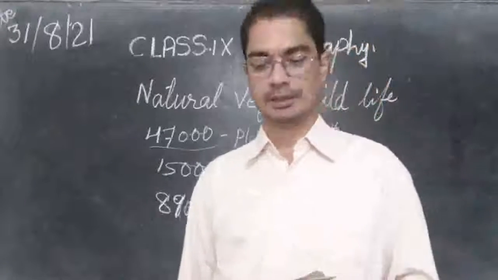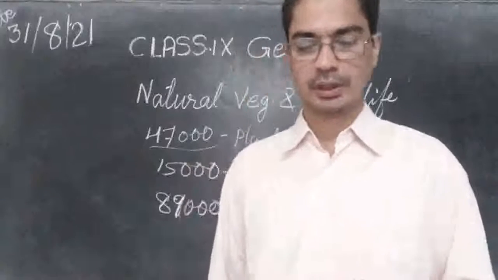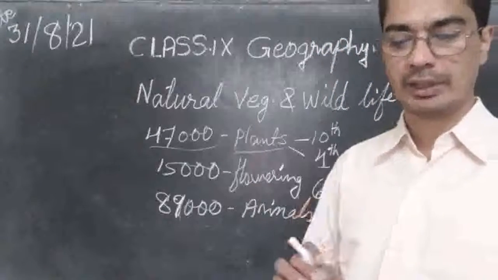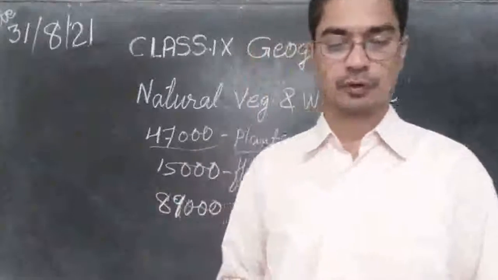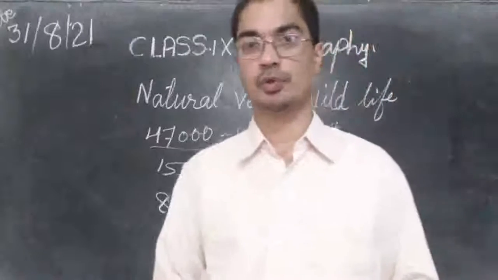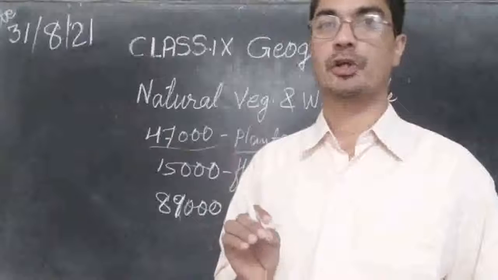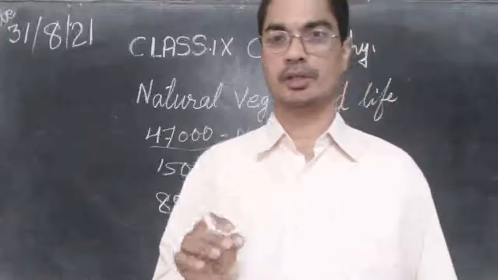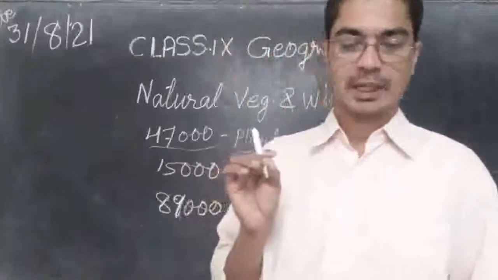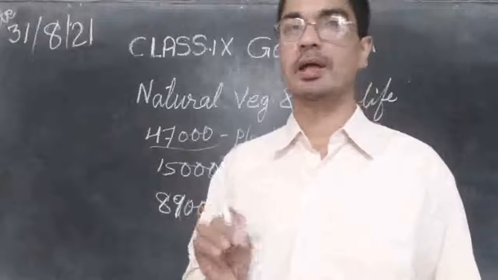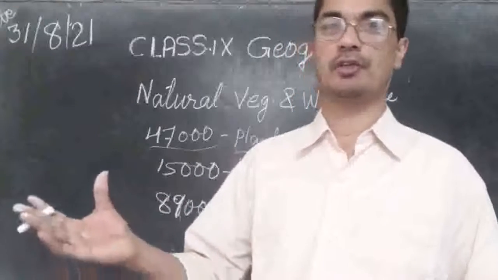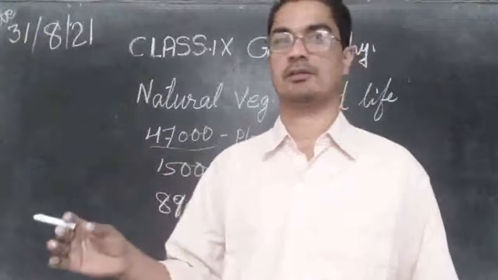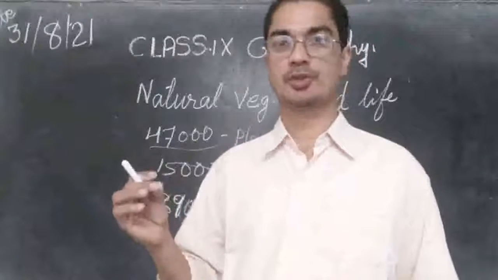The natural vegetation refers to a plant community which has grown naturally without human aid and has been left undisturbed by humans for a long time. So you can underline in your textbook what is the meaning of natural vegetation. Natural vegetation refers to a plant community, that means a group of plants, which has grown naturally without human aid. So the trees that are growing in the forest by itself, we are not going and planting there, we are not doing anything, so it is growing by itself. That is called natural vegetation.